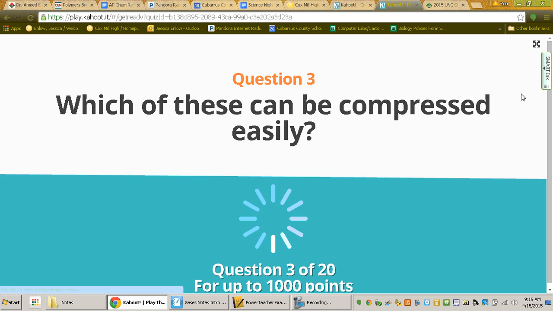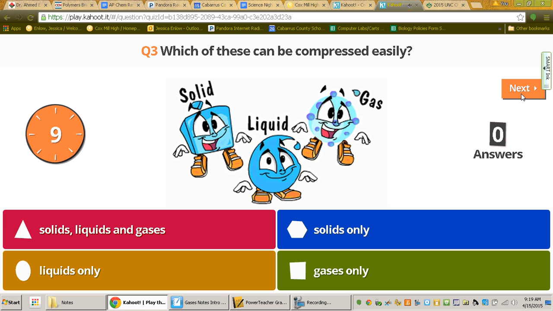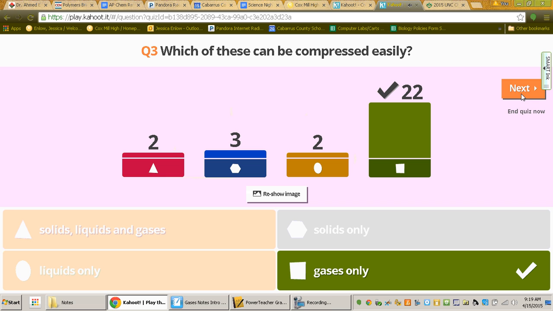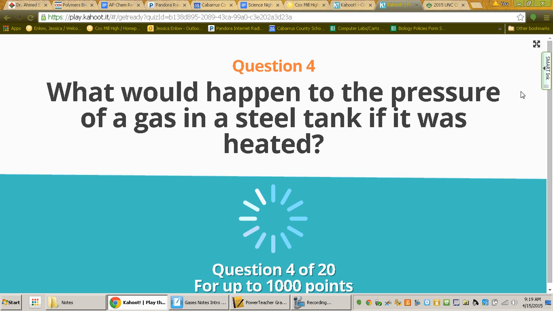Which of these can be easily compressed? People, can you crush? I want to see you crush a solid. What would happen to the pressure of a gas in a steel tank if it was heated?